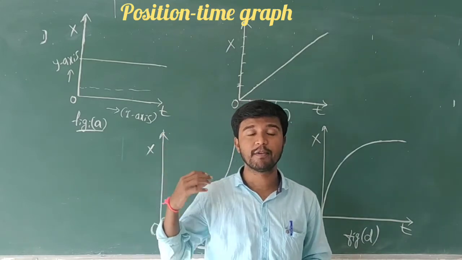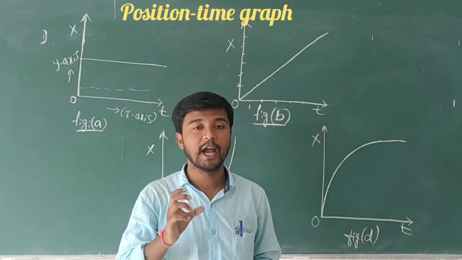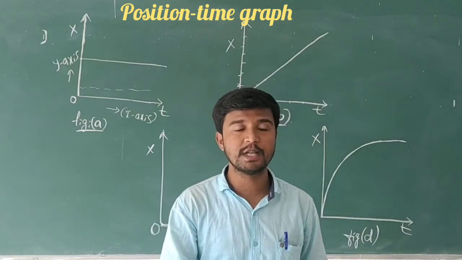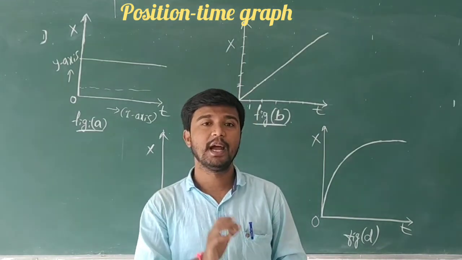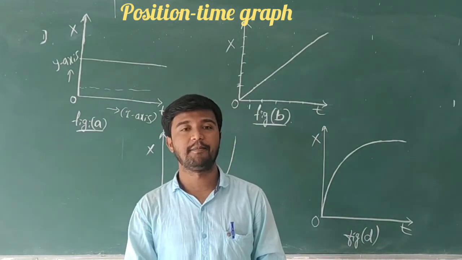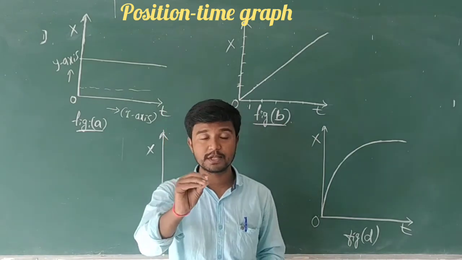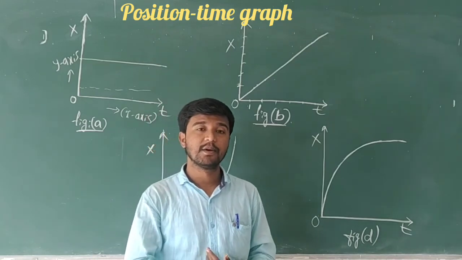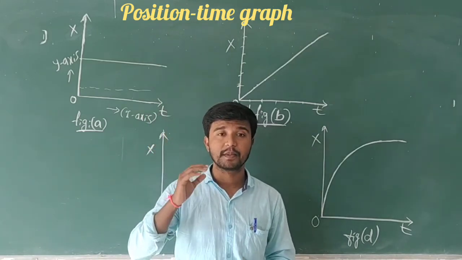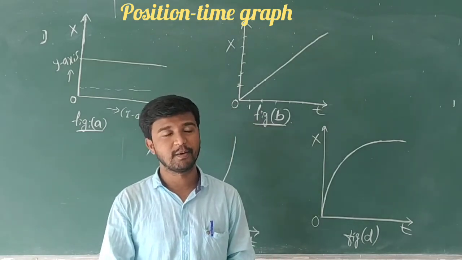The slope of the position versus time graph at any instant of time gives the velocity of a body at that instant of time. Clear? This is today's class. Okay, all of you understood? Okay, in the next class we will discuss the velocity versus time graph. Okay, thank you.